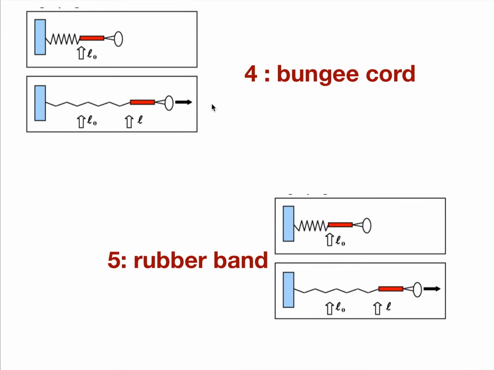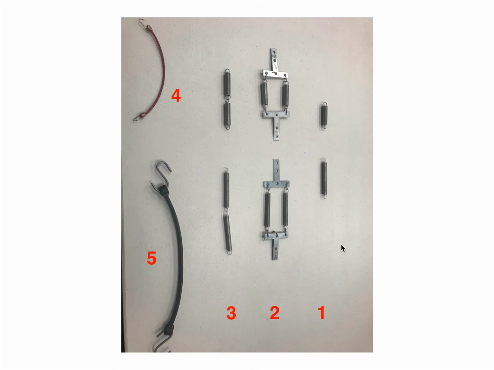For exercise 4, we've got a bungee cord. For exercise 5, you've got a rubber band. And here's everything we need for today's lab. So you can see here is a short spring in parallel, which is exercise 2, and in series, which is exercise 3. And also a long spring in exercise 1 as a single, in parallel in exercise 2, and in series in exercise 3. So here's 1, 2, and 3. And this one is a bungee cord for exercise 4. And this is a rubber band for exercise 5. Okay, that's for today's lab.